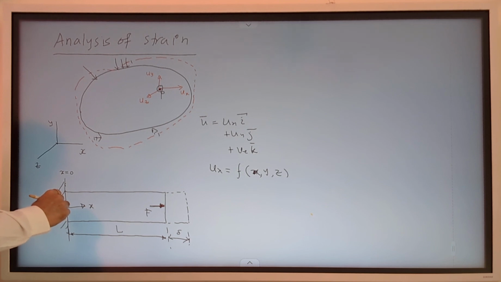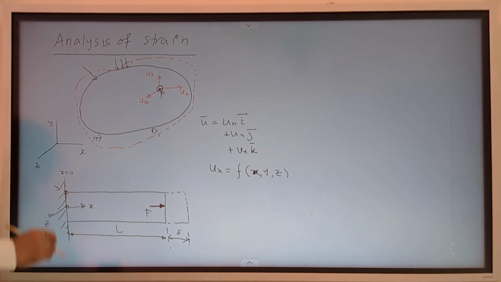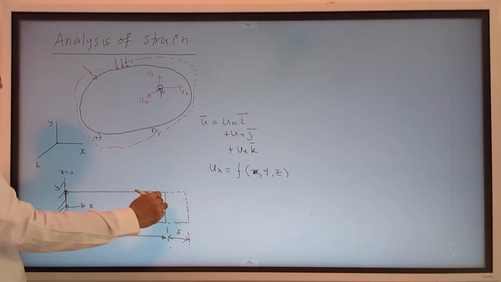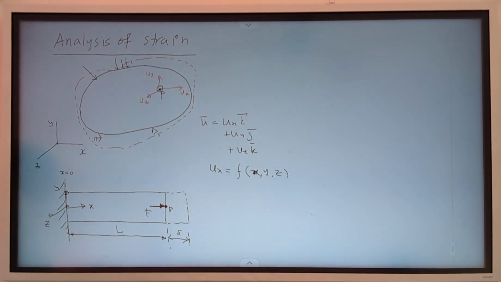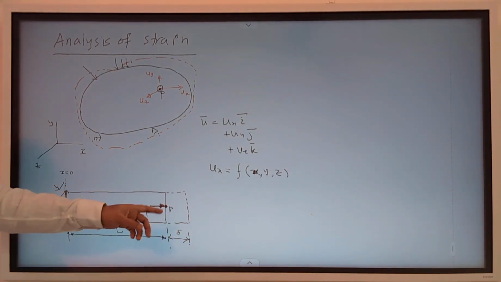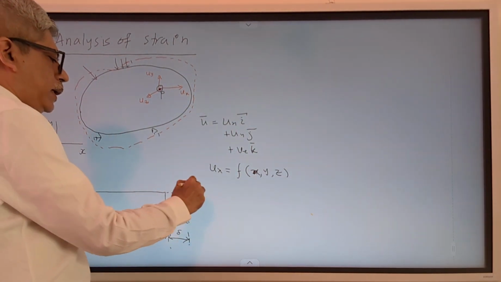Okay, so this is our coordinate system. This is x, this is y, and this is z. And let's say our point of interest is P. So what is the deformation? What is the ux, uy, uz at P?